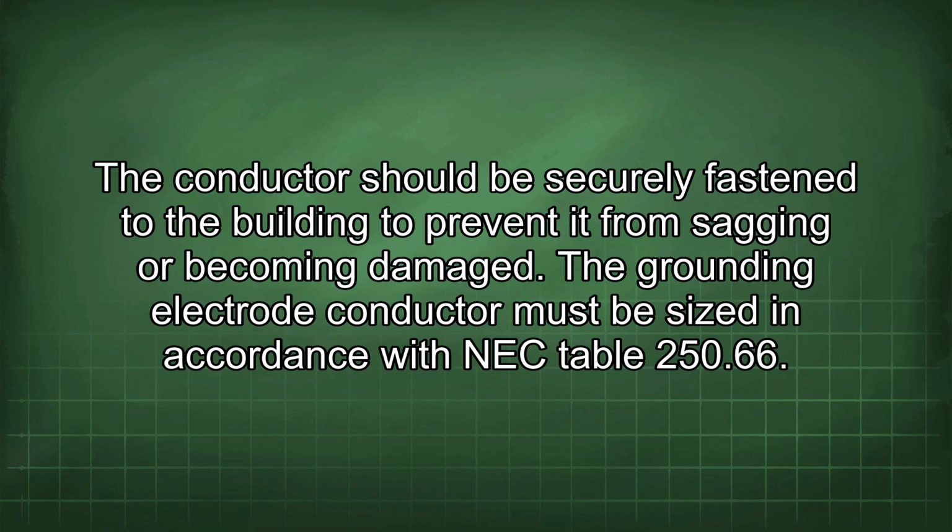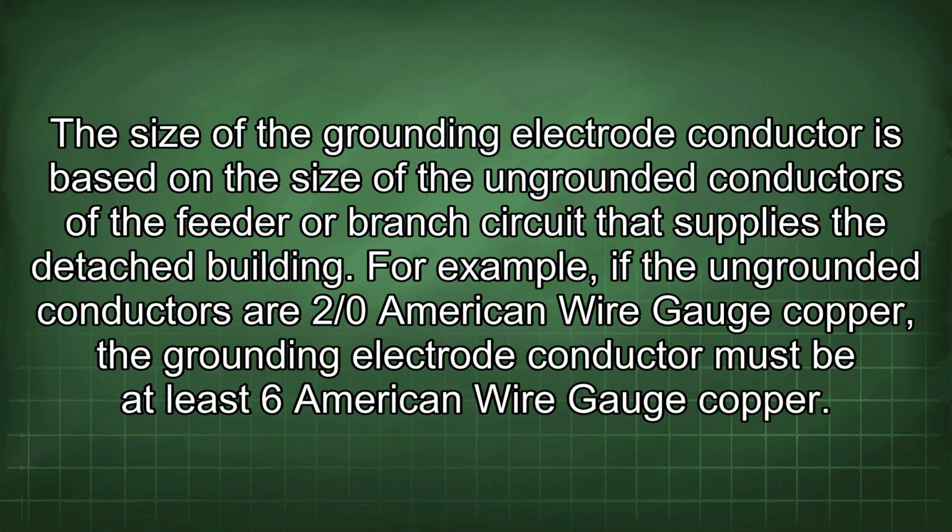The grounding electrode conductor must be sized in accordance with NEC Table 250.66. The size of the grounding electrode conductor is based on the size of the ungrounded conductors of the feeder or branch circuit that supplies the detached building. For example, if the ungrounded conductors are 2/0 American wire gauge copper, the grounding electrode conductor must be at least 6 American wire gauge copper.